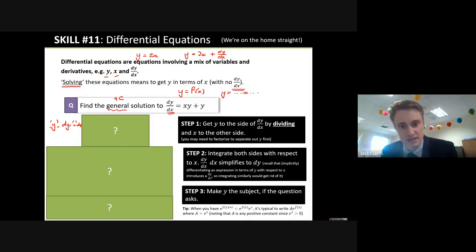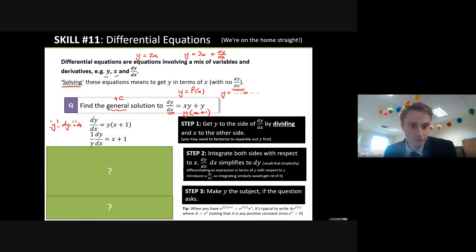So the first thing I could do is some factorization. These both have a y in them. So I could factorize that and say that's the same as y times (x plus 1). And what this would allow me to do is divide pieces in such a way where I get all the stuff about y on its own with the dy and all the stuff about x with the dx. So it looks like this.